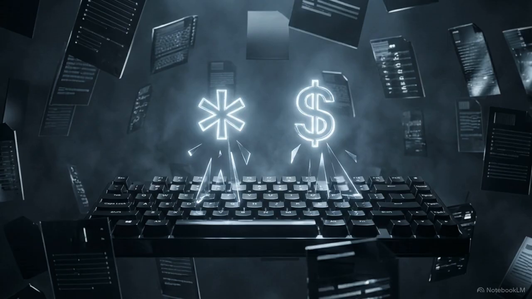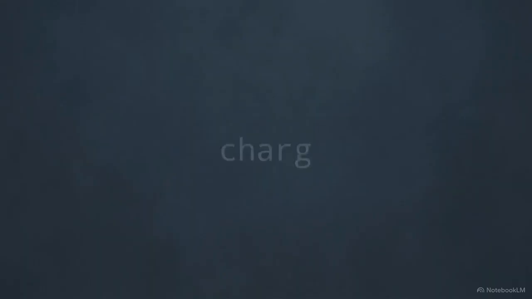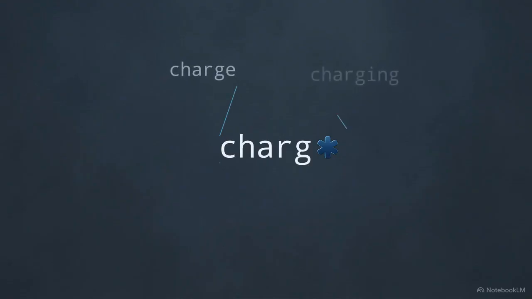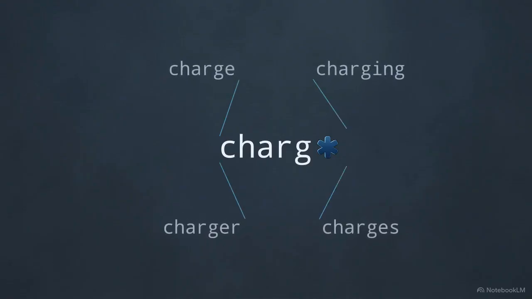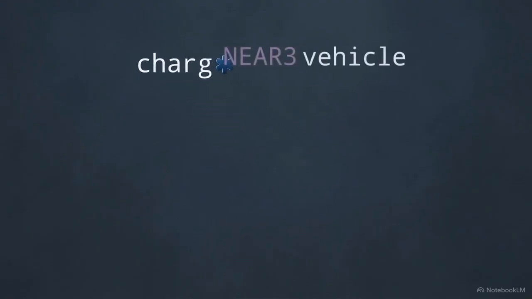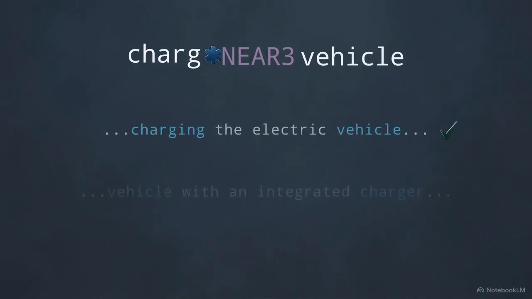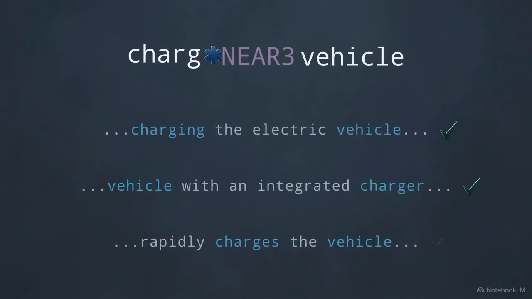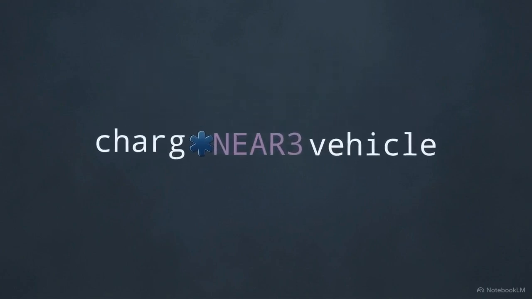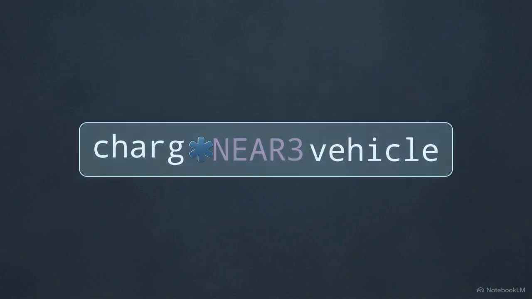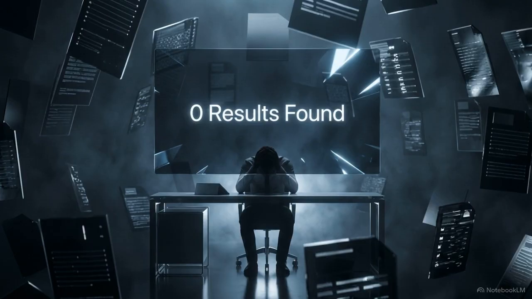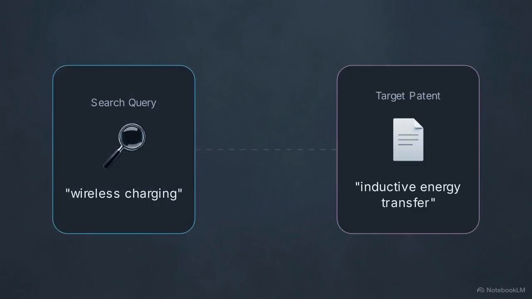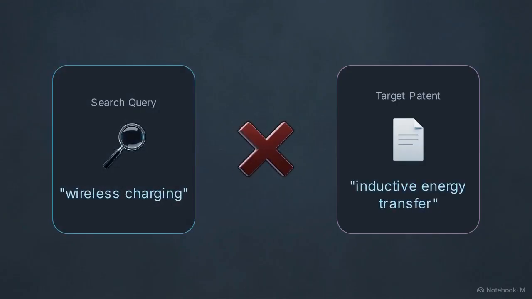To account for grammar, we use wildcards like the asterisk or $ sign. Placing one at the end of a root word automatically pulls in every variation, from charge and charging to charger and charges. Applying a wildcard to a proximity query mathematically guarantees you capture the core technical concept regardless of how the inventor phrased it. These tools fix phrasing issues, but they still rely on your ability to guess an inventor's vocabulary. If a patent describes inductive energy transfer instead of wireless charging, keywords alone will never find it.